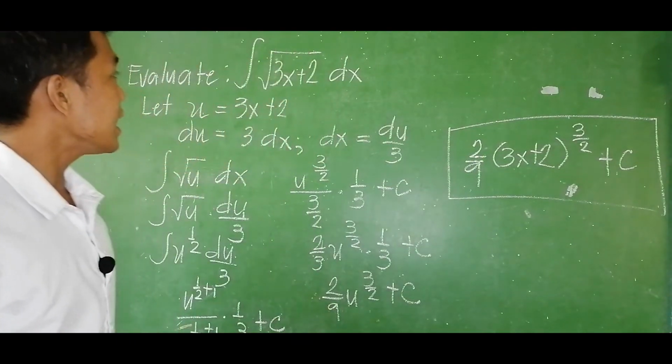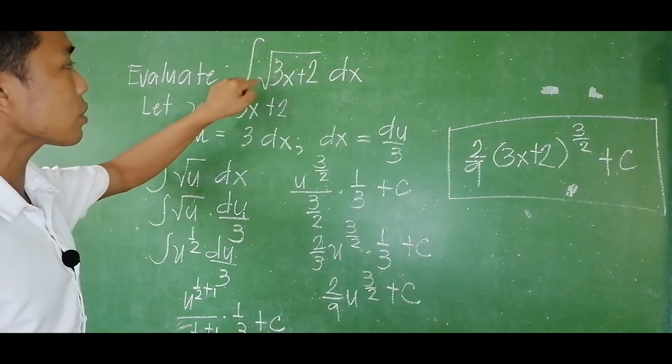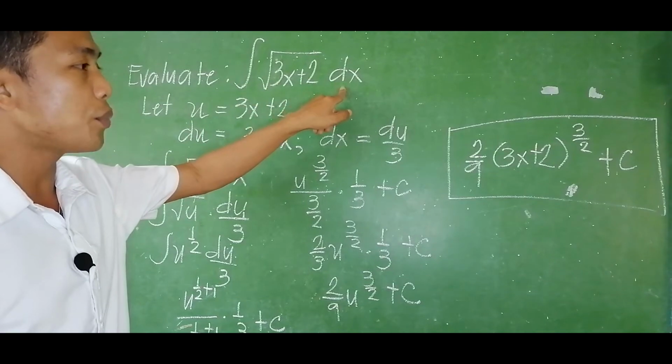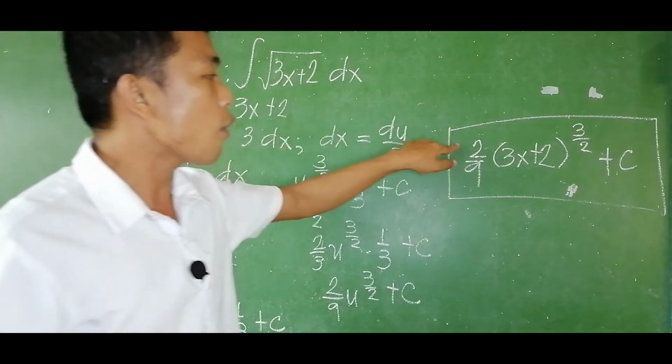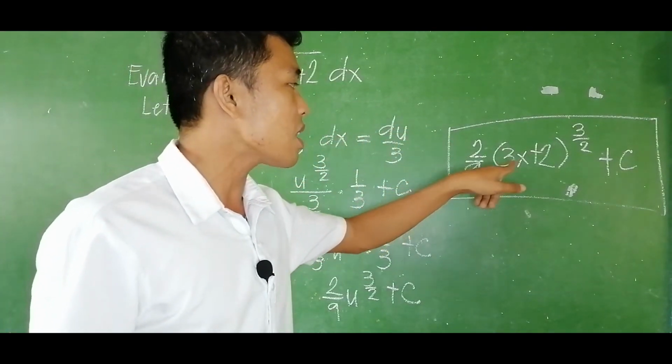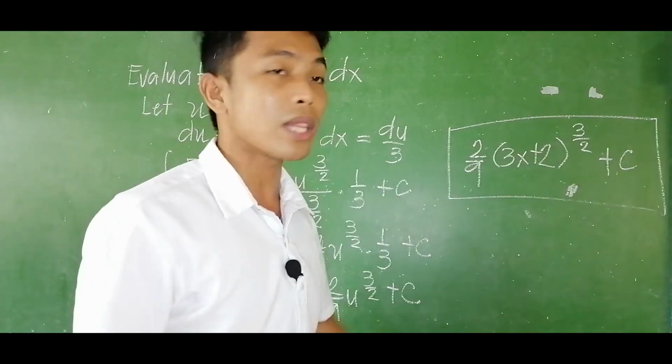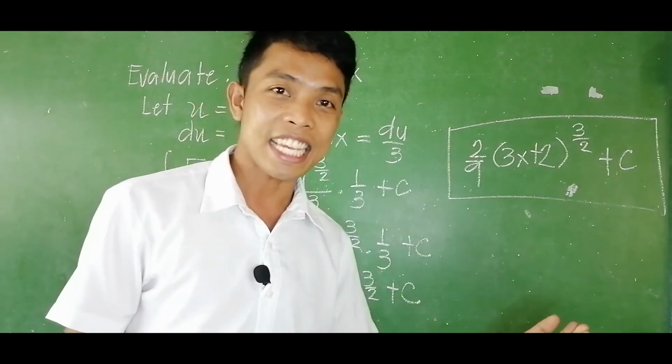Meaning to say, the antiderivative of the square root of 3x plus 2 with respect to x is 2 over 9 times the quantity 3x plus 2 raised to 3/2 plus C.